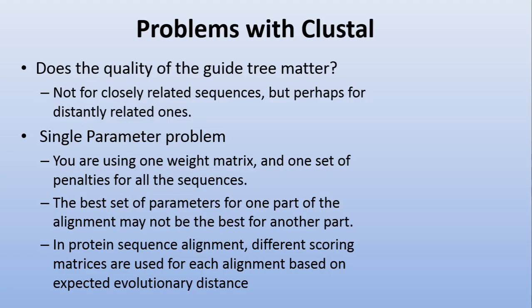Now the biggest problem that Clustal faces is the single parameter problem. If you are using one weight matrix and one set of penalties for all the sequences, then it might become problematic. Why? Because the best set of parameters for one part of the alignment may not be the best for another. Moreover, in protein sequence alignment, different scoring matrices are to be used for each alignment based on the expected evolutionary distance between the two sequences you are dealing with.